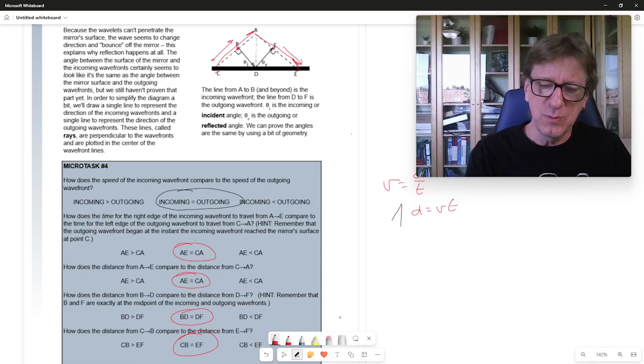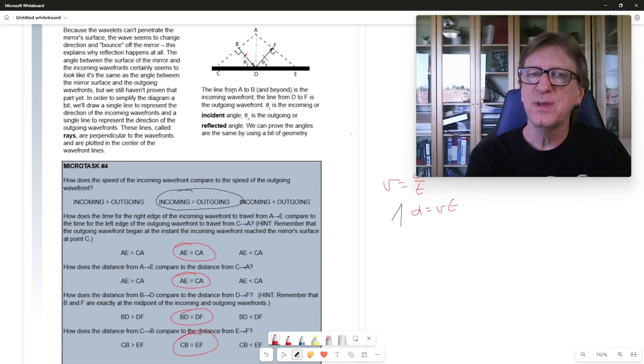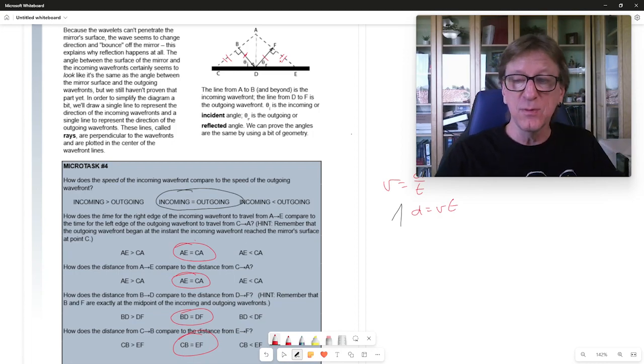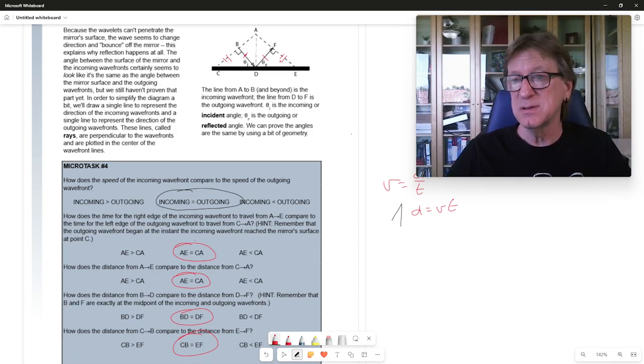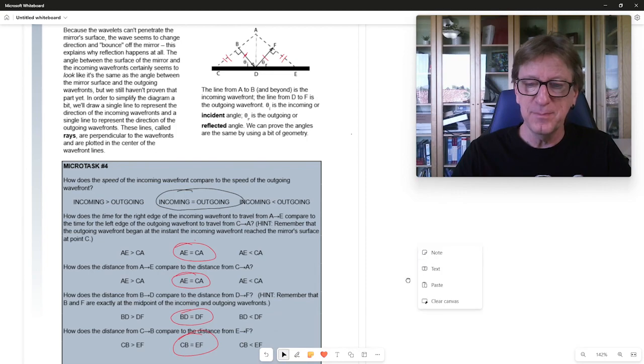So let's sum up what we've decided here. We've decided that this side and this side must have the same length. We've also decided that this side and this side must have the same length. And the reason for that is basically because the speed of light is constant. Because the velocity can't change as it moves through the same medium, those two sides have to be exactly the same. All right, so let's take a look on the next page, and I'm just going to slide this page over so that we can see both at the same time.